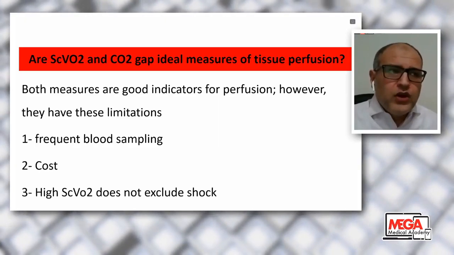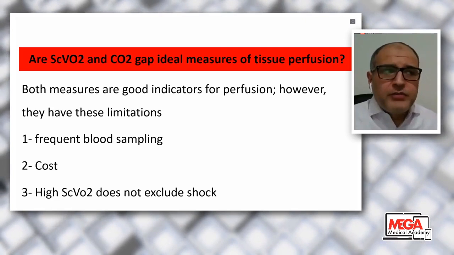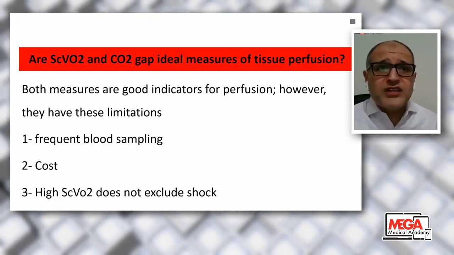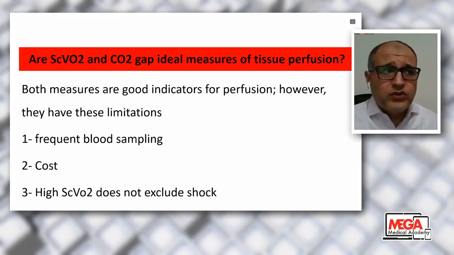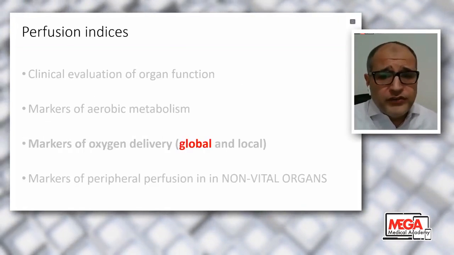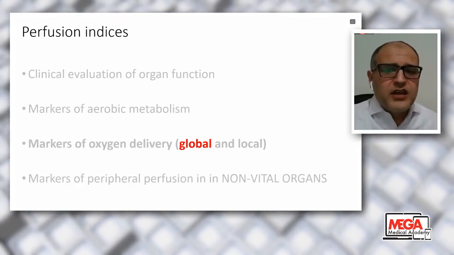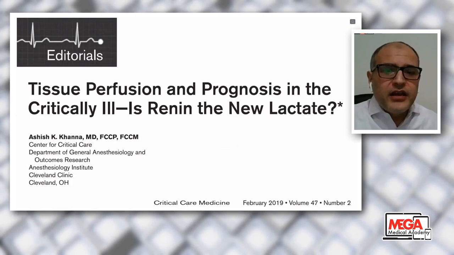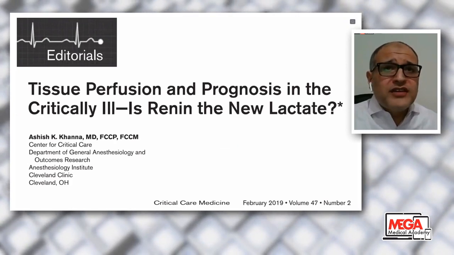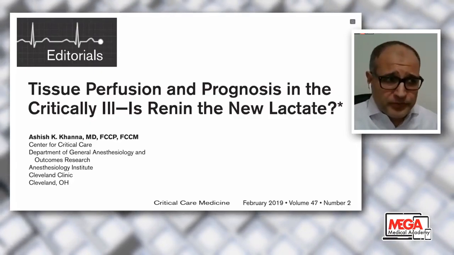So till now, we didn't reach the ideal measure for peripheral perfusion, although all these measures are useful and they can be combined together. I finished the global markers of oxygen delivery. We have local markers of oxygen delivery in certain organs, such as the renin. All of us know that the renin and angiotensin is one of the axes that control blood pressure.